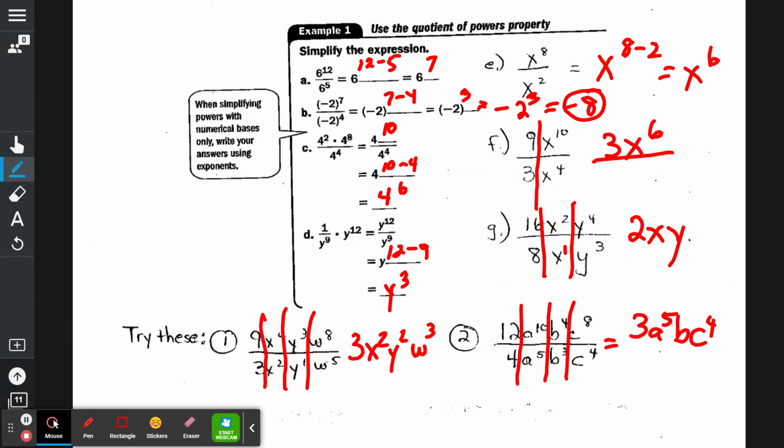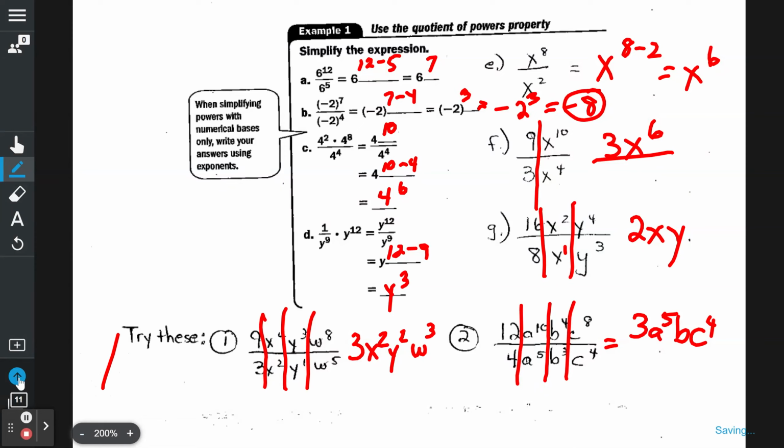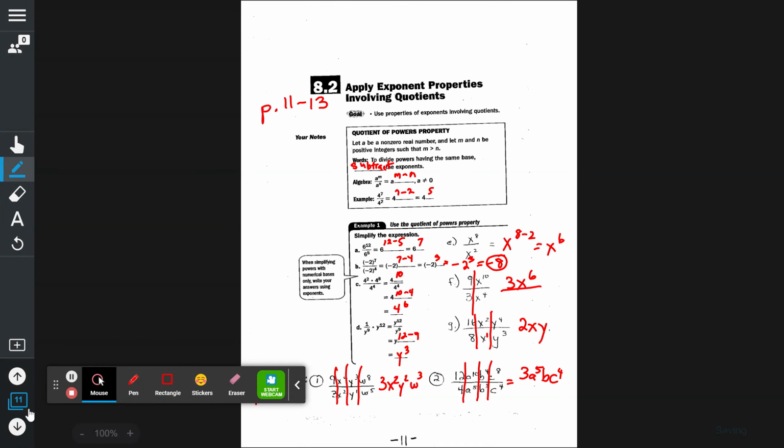Okay, so let's turn the page. Let's see if I can move this to do that. Okay.